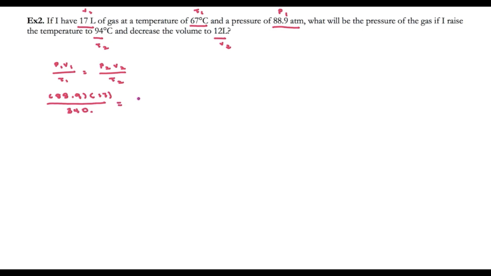Okay. My P2 is what I am solving for because it asks what the pressure is. My volume, it's decreased to 12 liters. Notice my units for volume match up, so I'm good there. And then my new temperature, 94, I need to add 273 to that. And the value I get is 367 Kelvin. Okay? So what I'm now going to do is I'm going to cross multiply.